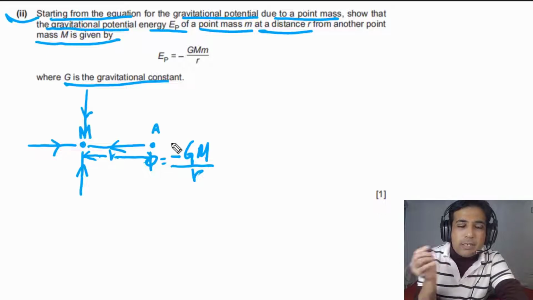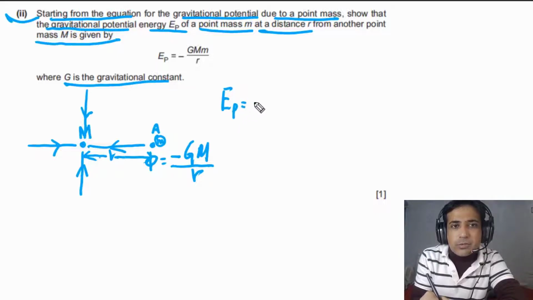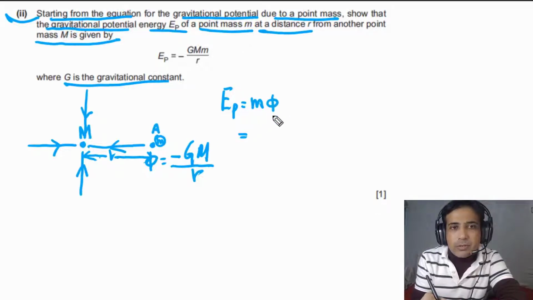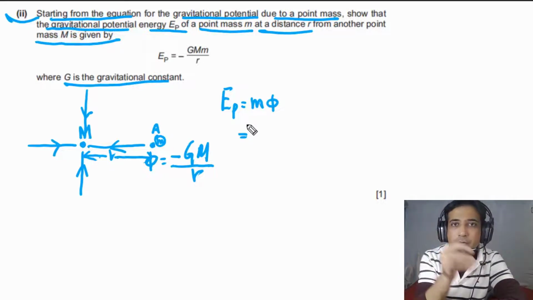Now we bring another mass, small m, and we place it at this point. Now question is asking us to calculate the gravitational potential energy of small m. So the gravitational potential energy, first of all, we need to understand this is equal to mass in the gravitational field times the potential at that point due to the other mass, the heavier mass. So this is the product of potential times the mass we bring in the gravitational field of another mass.